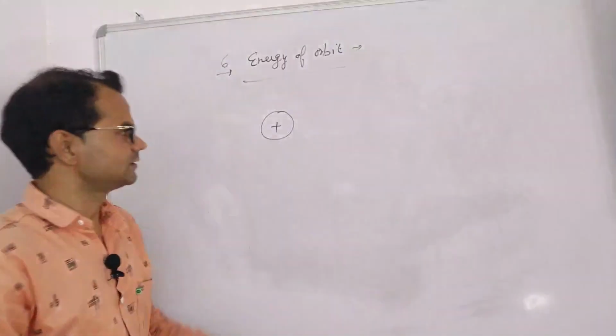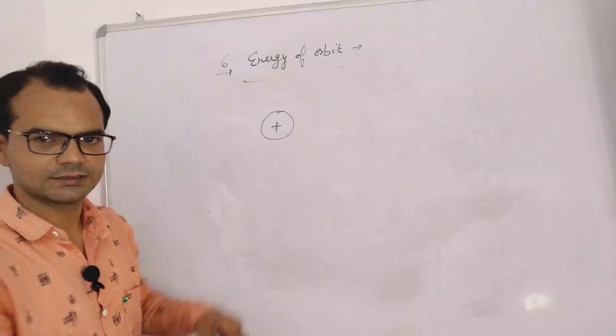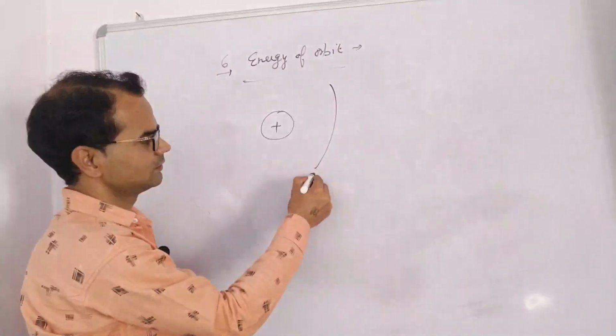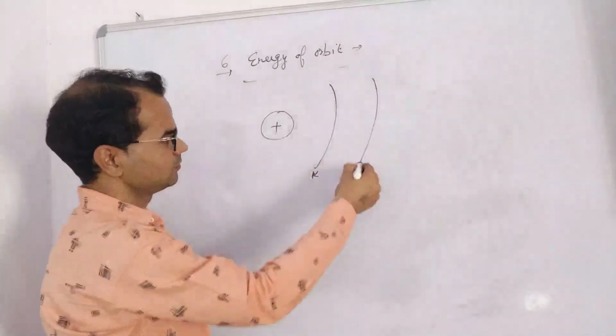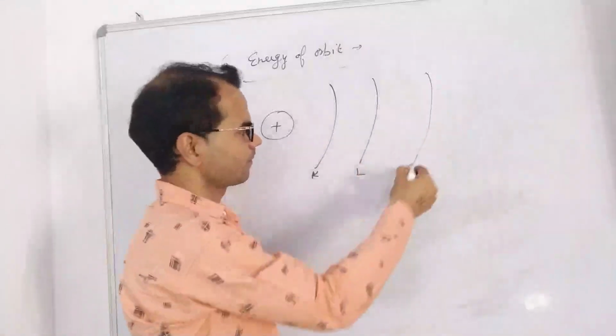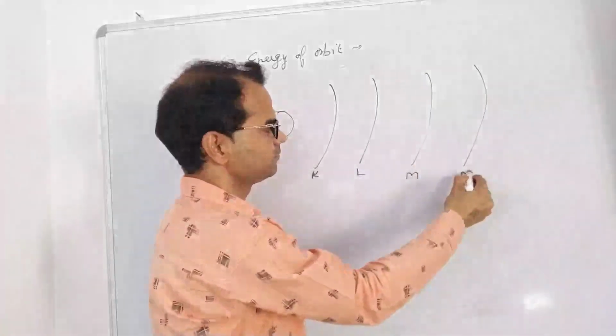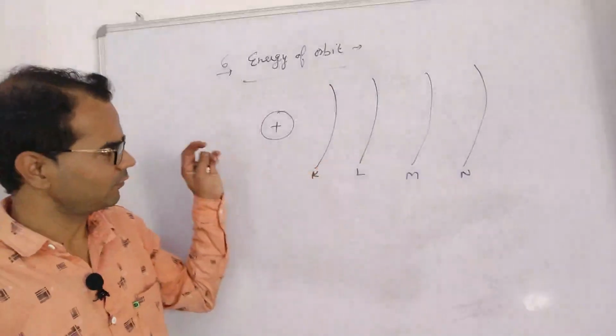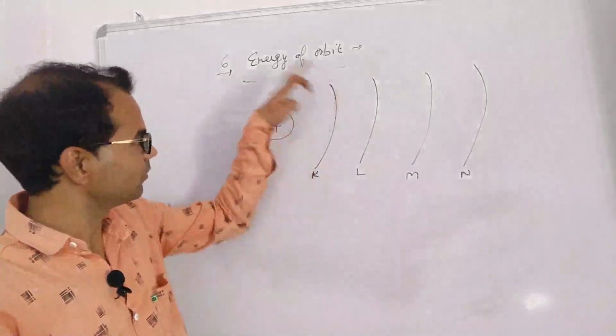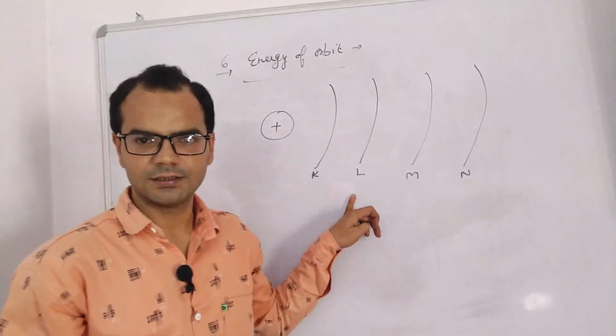Again, this is the centralized positive charge, the nucleus. The shells are K shell, L shell, M shell and N shell. We have to find out the energy of each shell.